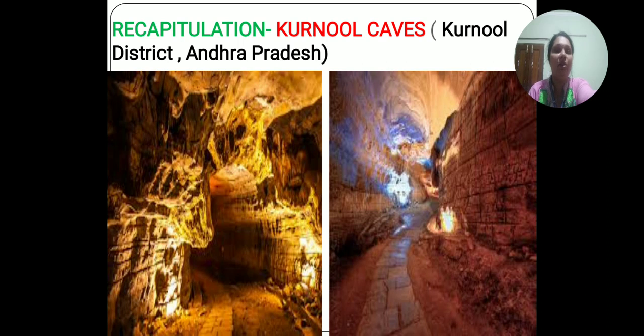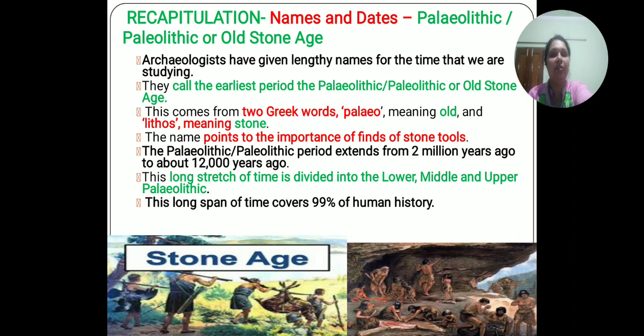Now we will go to the Kurnool caves. These are the pictures of the Kurnool caves. And where are the Kurnool caves? Kurnool caves are in Kurnool district in the state of Andhra Pradesh. These pictures are of the Kurnool caves, and from here the archaeologists found the traces of ash. By that they came to know that the hunter-gatherers were using fire for their different uses.